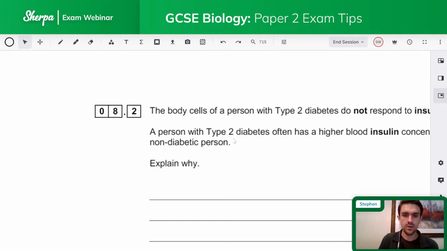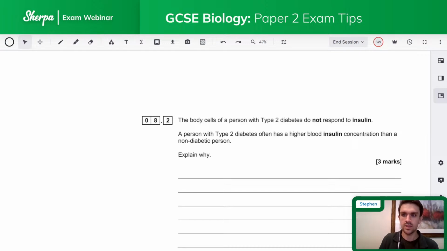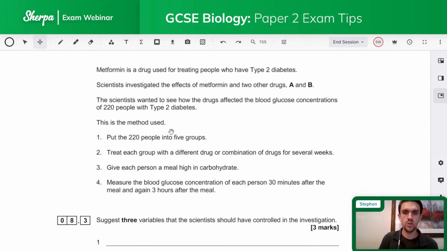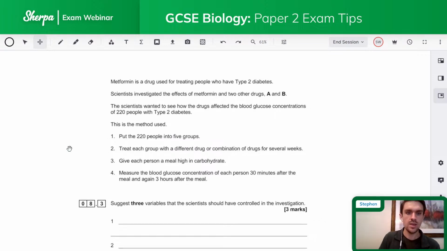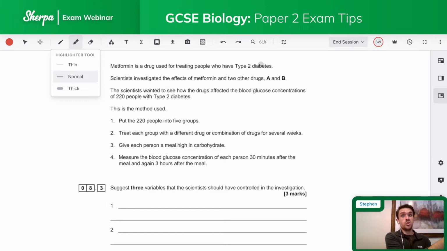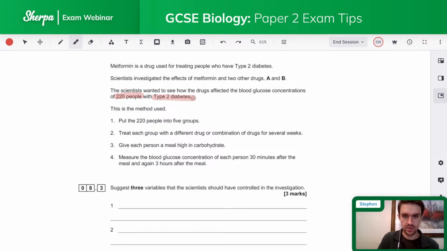So moving on, we are going to tackle this question here. Metformin is a drug used for treating people who have type 2 diabetes. Scientists investigated the effect of metformin and 2 other drugs, A and B. Okay, so they're linking insulin, glucagon, and sugar with the diabetes topic. The scientists wanted to see how the drugs affected the blood glucose concentrations of 220 people with type 2 diabetes.